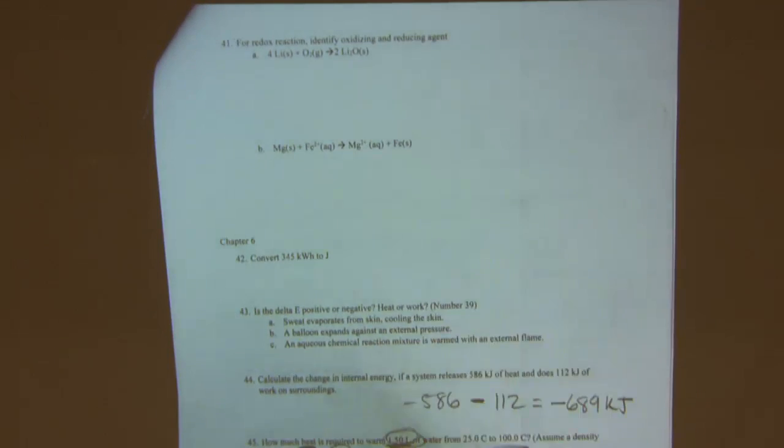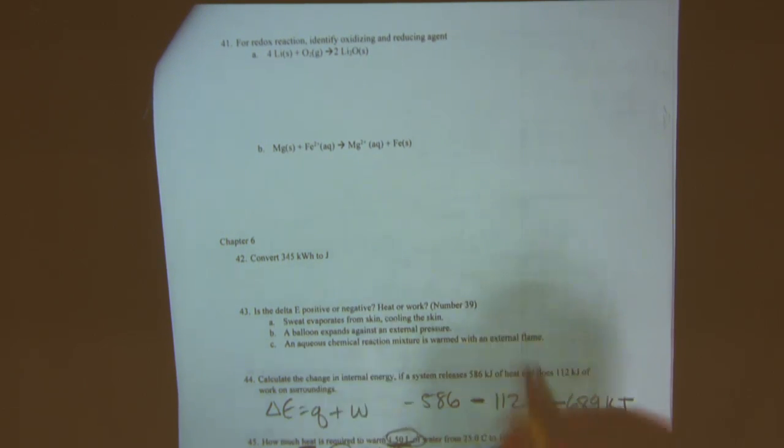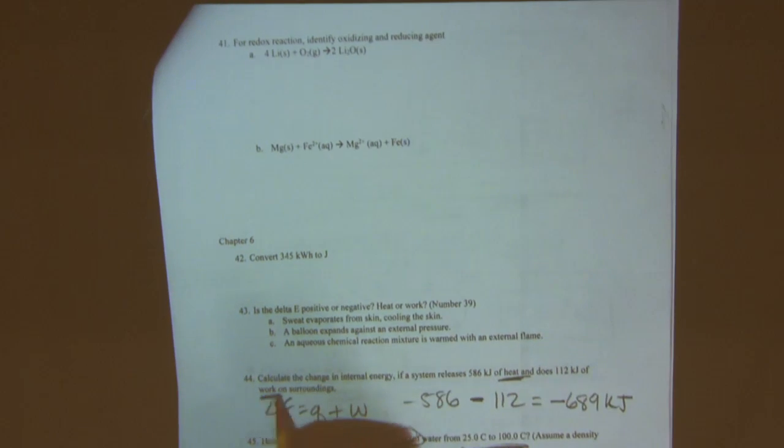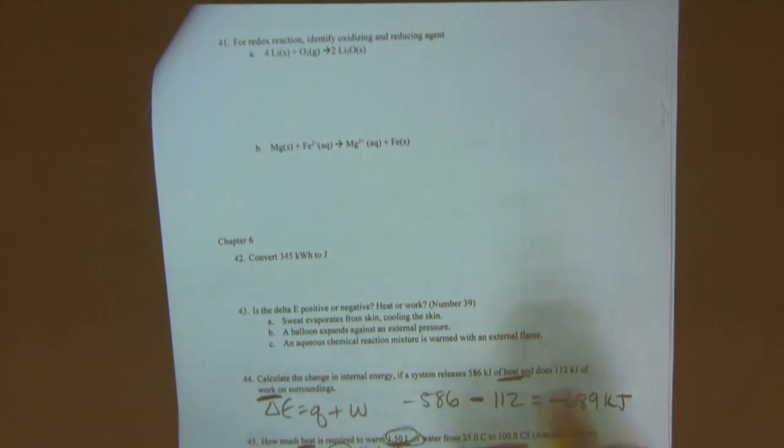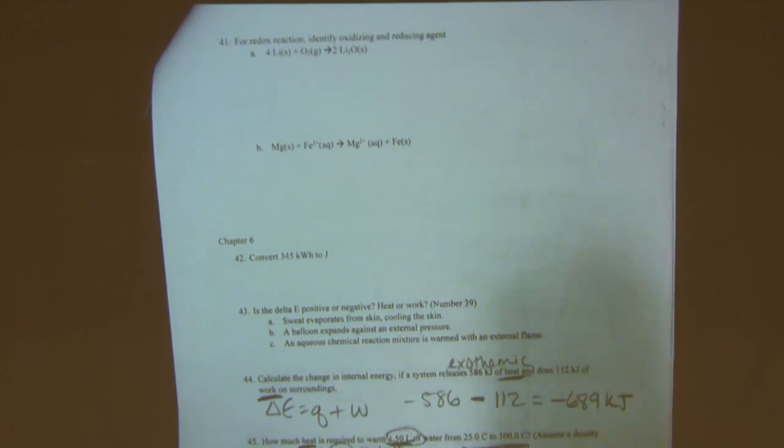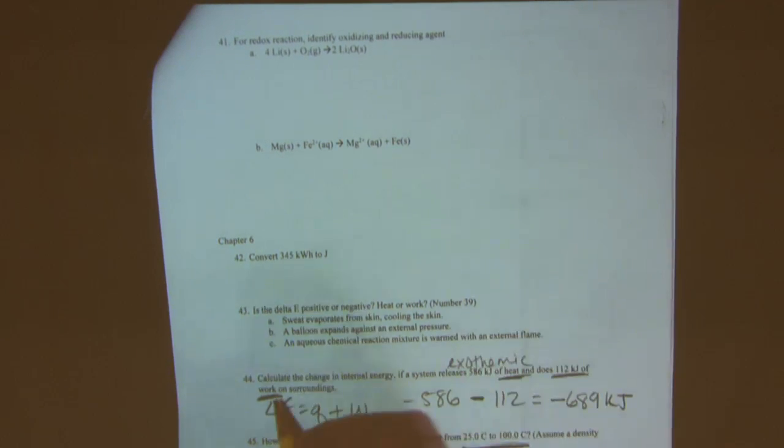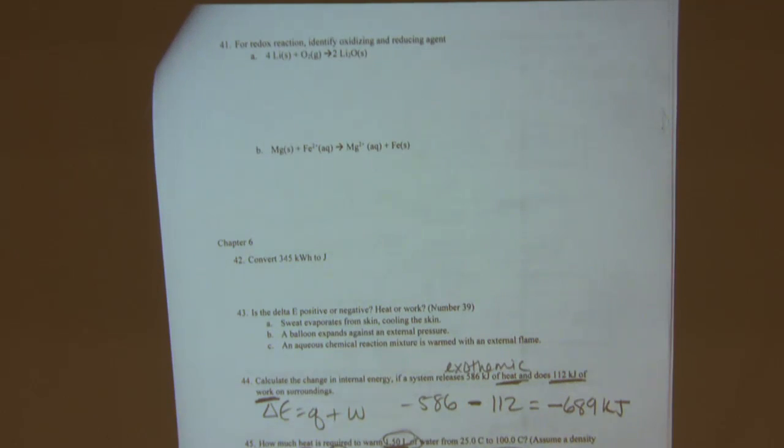Okay. So same formula that we've been dealing with all this time. Delta E equals Q plus W. This is my heat. This is my work. Whenever you're releasing heat, it's negative and it's exothermic. And whenever you're doing work on the surroundings, it's also negative and it's exothermic. So be able to know those words, easy conceptual questions right there.